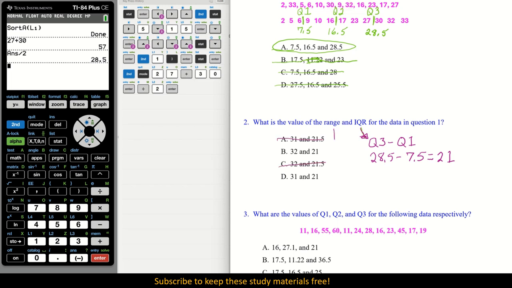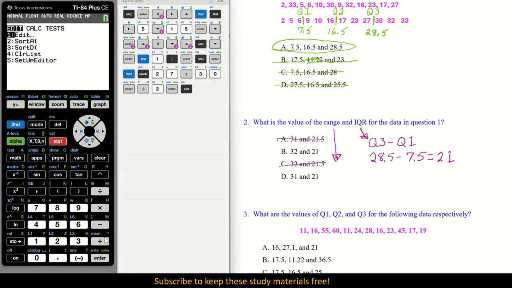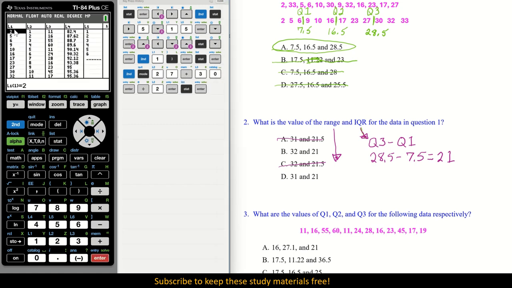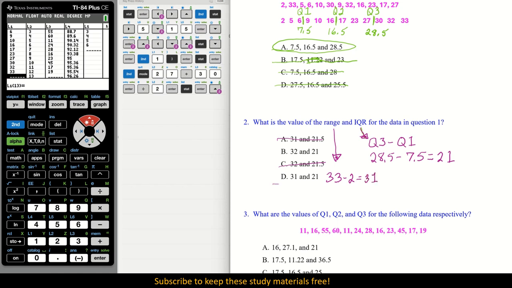Well, now we need to look at the range. For the range, do you remember what it was on the list? Let's go back to the list. 2, of course, was the minimum, and the high number, I'm going to arrow up, was 33. So what do we have? We have the high minus the low, which would be 33 minus 2, which gives us 31. So this means that option D is what we need.